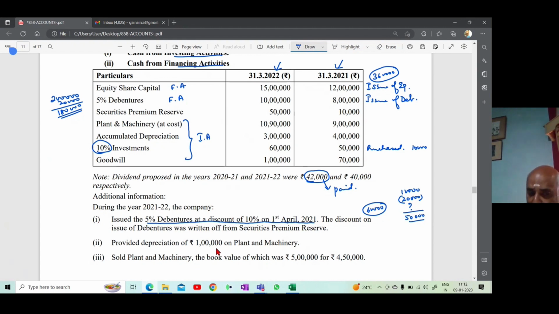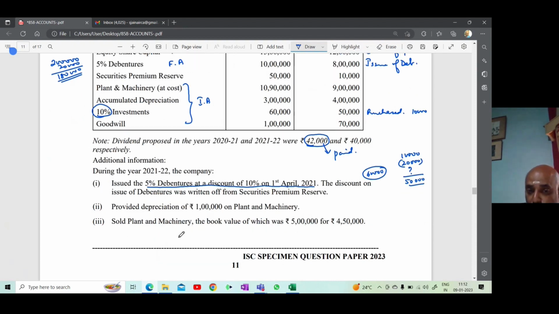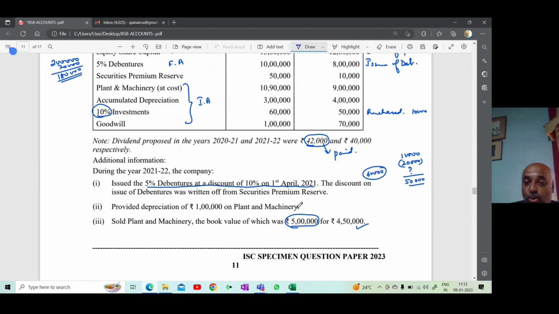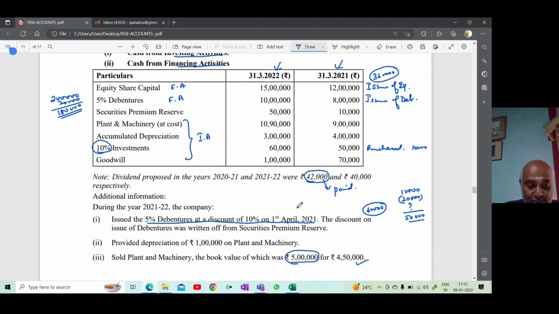Now they say provide depreciation on plant and machinery. And they've said sold plant and machinery at the book value of 5 lakhs. So 5 lakh is the book value. You sold it for 4,50,000. That's it. So how do we prepare? How do we solve this particular problem?